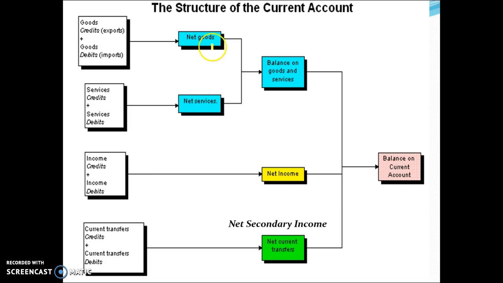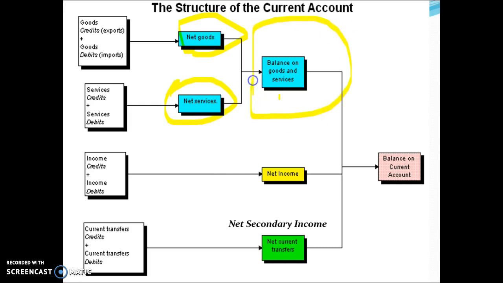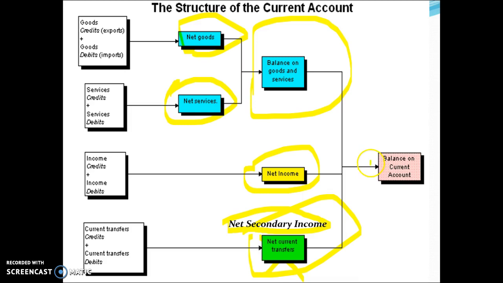So there are four sections of the current account: net goods, which is also called balance of merchandise trade, net services, and again together they represent the balance of trade or the balance on goods and services. Then there's net income and net current transfers. We now refer to that as net secondary income, so you won't hear that word net current transfers anymore. It's now called net secondary income. And together those four sub-accounts can either have a surplus or deficit individually, which together they represent a deficit or surplus.